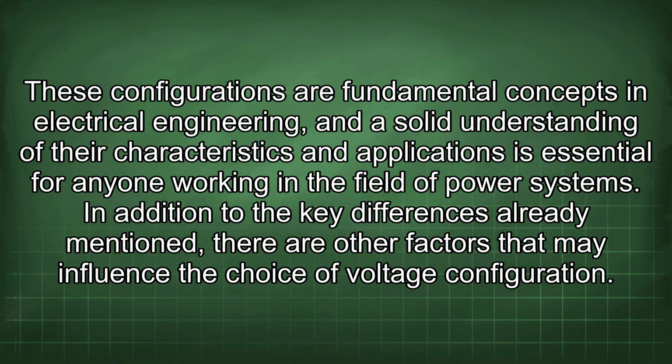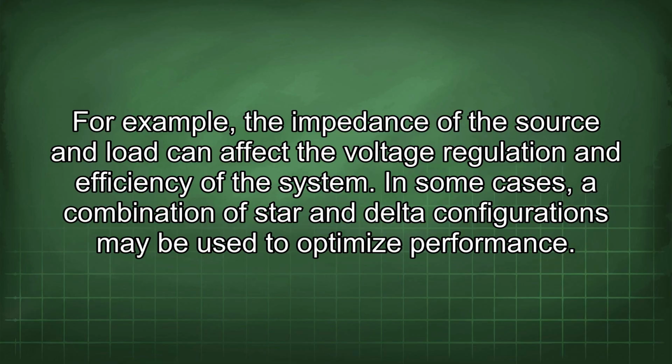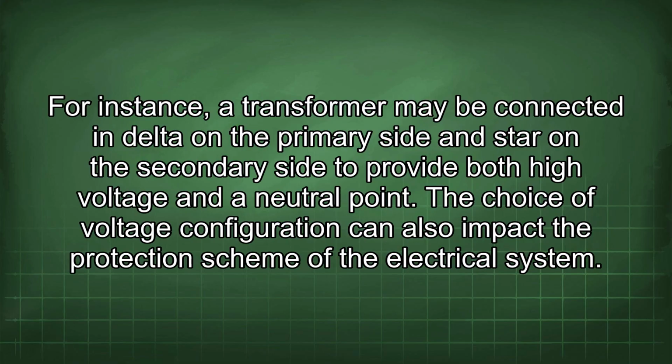In addition to the key differences already mentioned, there are other factors that may influence the choice of voltage configuration. For example, the impedance of the source and load can affect the voltage regulation and efficiency of the system. In some cases, a combination of star and delta configurations may be used to optimize performance. For instance, a transformer may be connected in delta on the primary side and star on the secondary side to provide both high voltage and a neutral point.